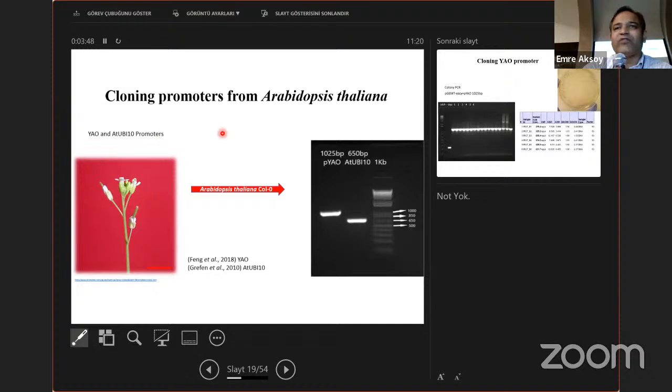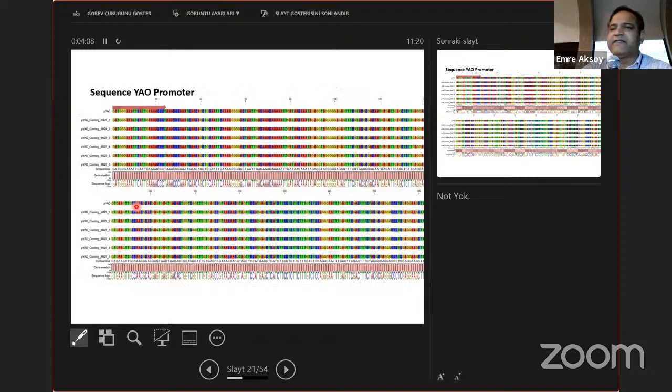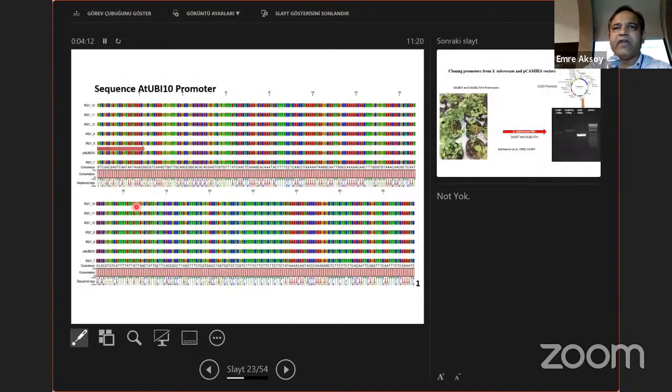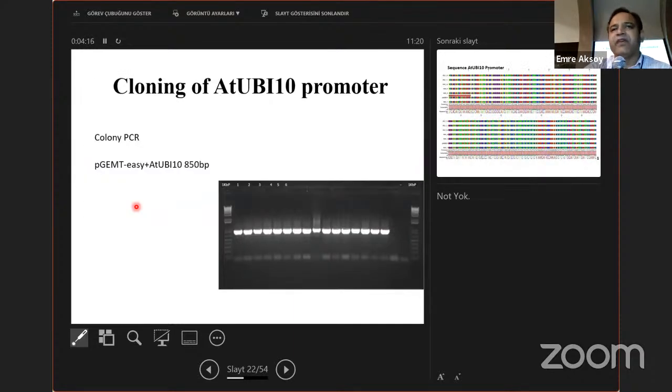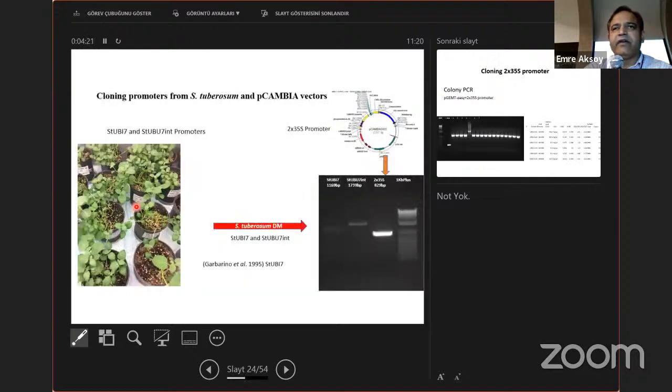The source of this YAO and this ubiquitin 10 promoter was Arabidopsis that was amplified, and there were 1 kb and 650 base pair fragments. And then we cloned, just first like before, in an intermediate vector and then into the final expression vector. This is the sequence, just confirmation. And again, with the ubiquitin 10, this is its confirmation.